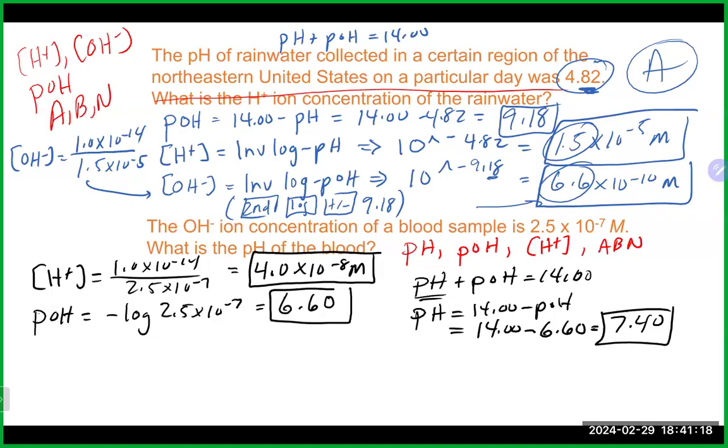At this point, as well, if you chose to get the pH before you did the H plus, you could take this number and again, inverse log of that to get to the H plus, if you didn't do it right off the bat with Kw. So you could go that way as well.